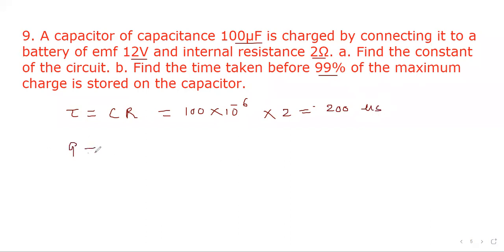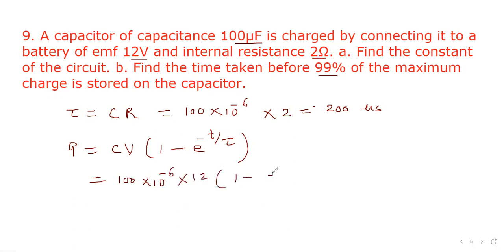Then charge Q is given by CV times 1 minus e to the power minus t divided by tau. So C is this much, 100 into 10 to the power minus 6, into voltage 12 volt, times 1 minus e to the power minus t over tau. Let's write it as our question is to find the time taken. So t is to be found and the time constant is given as 200 microsecond.